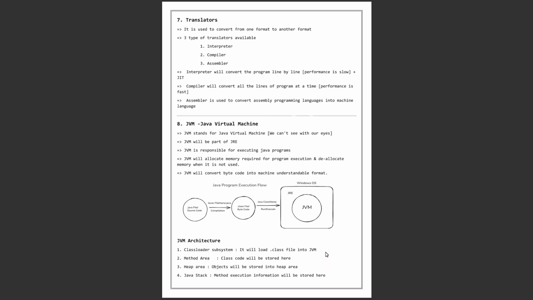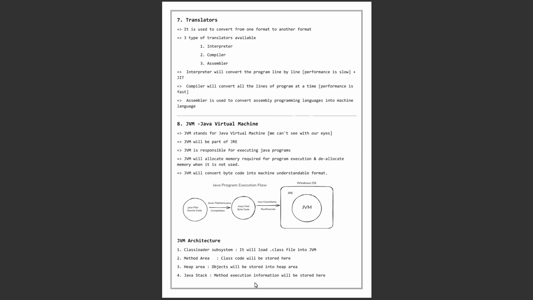Next, method area. Class code will be stored here. Like what is the code of this class? Each and every line of code will get stored here. Next, heap area. Objects will be stored in the heap area. If we create any object, mostly we create through objects only, so all the objects will be stored in the heap area.